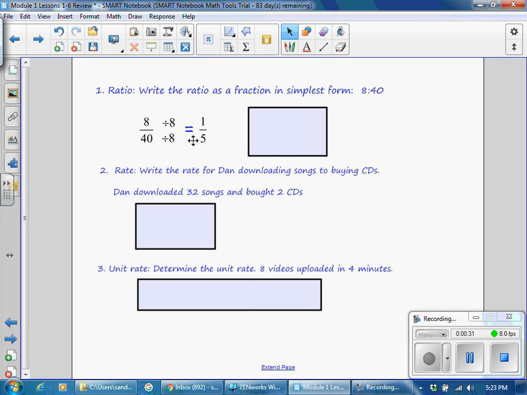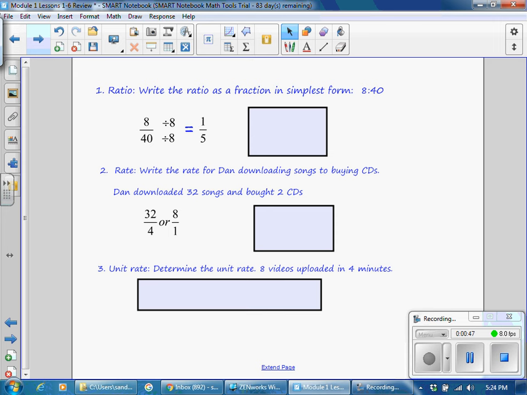Question 2. For rate, write the rate for Dan downloading songs to buy CDs. Dan downloaded 32 songs and bought 2 CDs. That is 32 to 2, or 16 to 1.